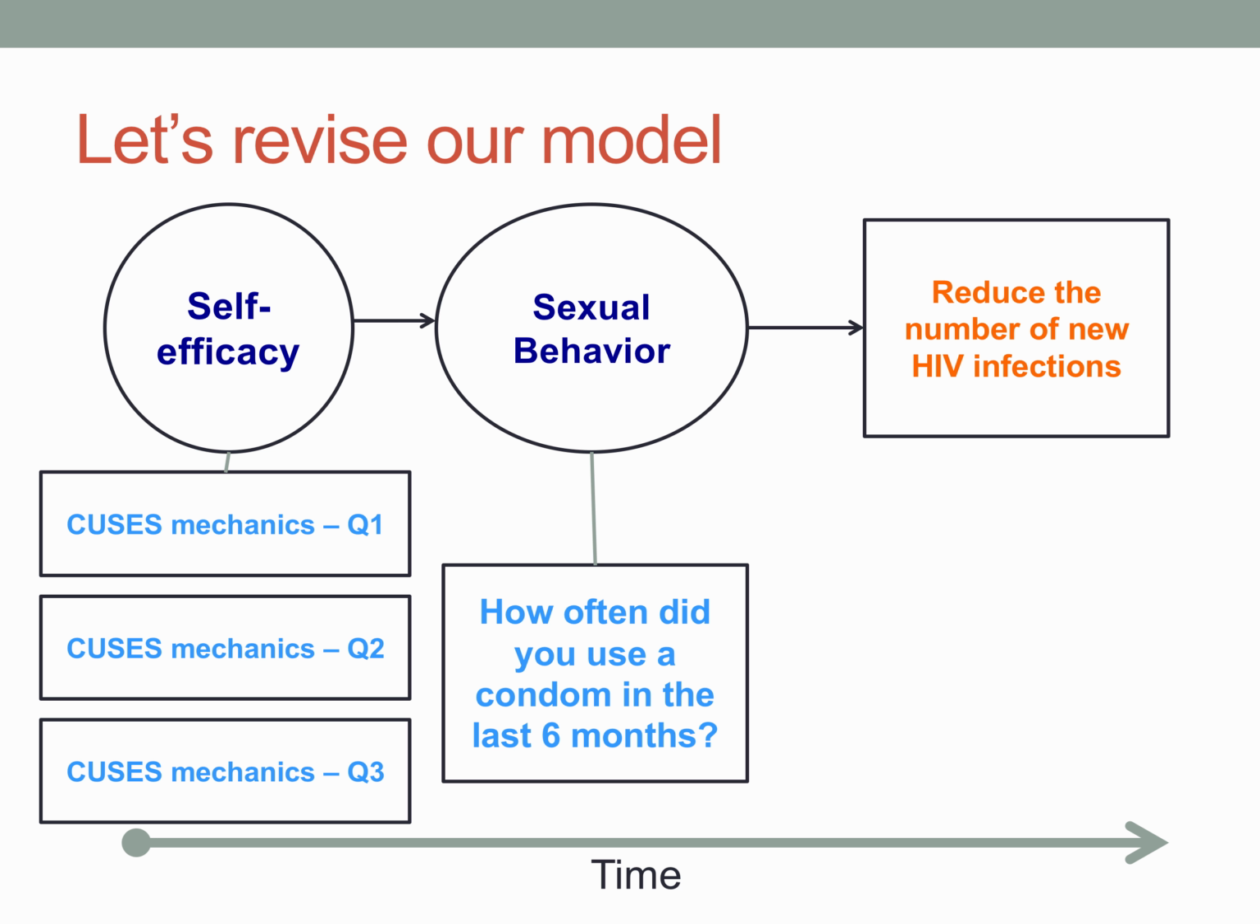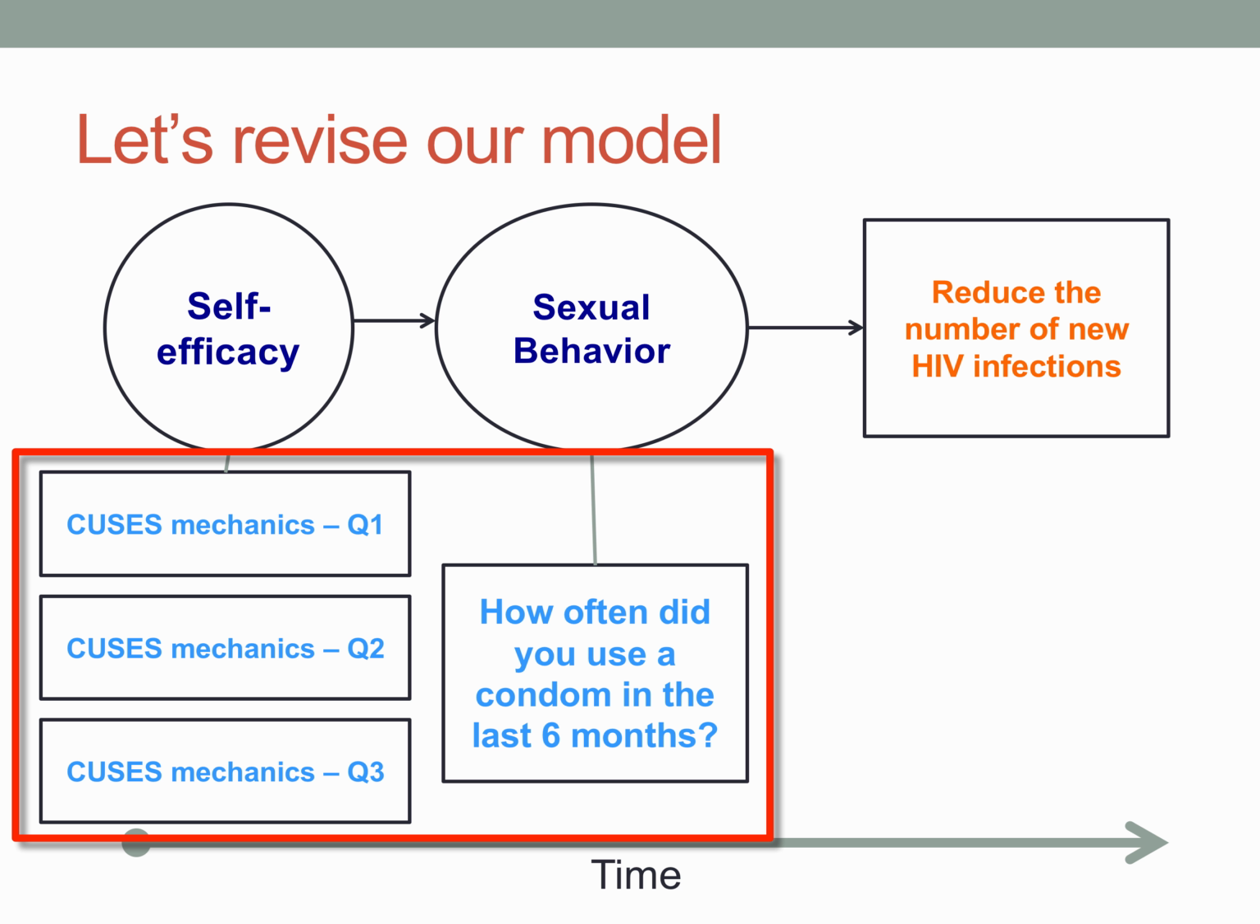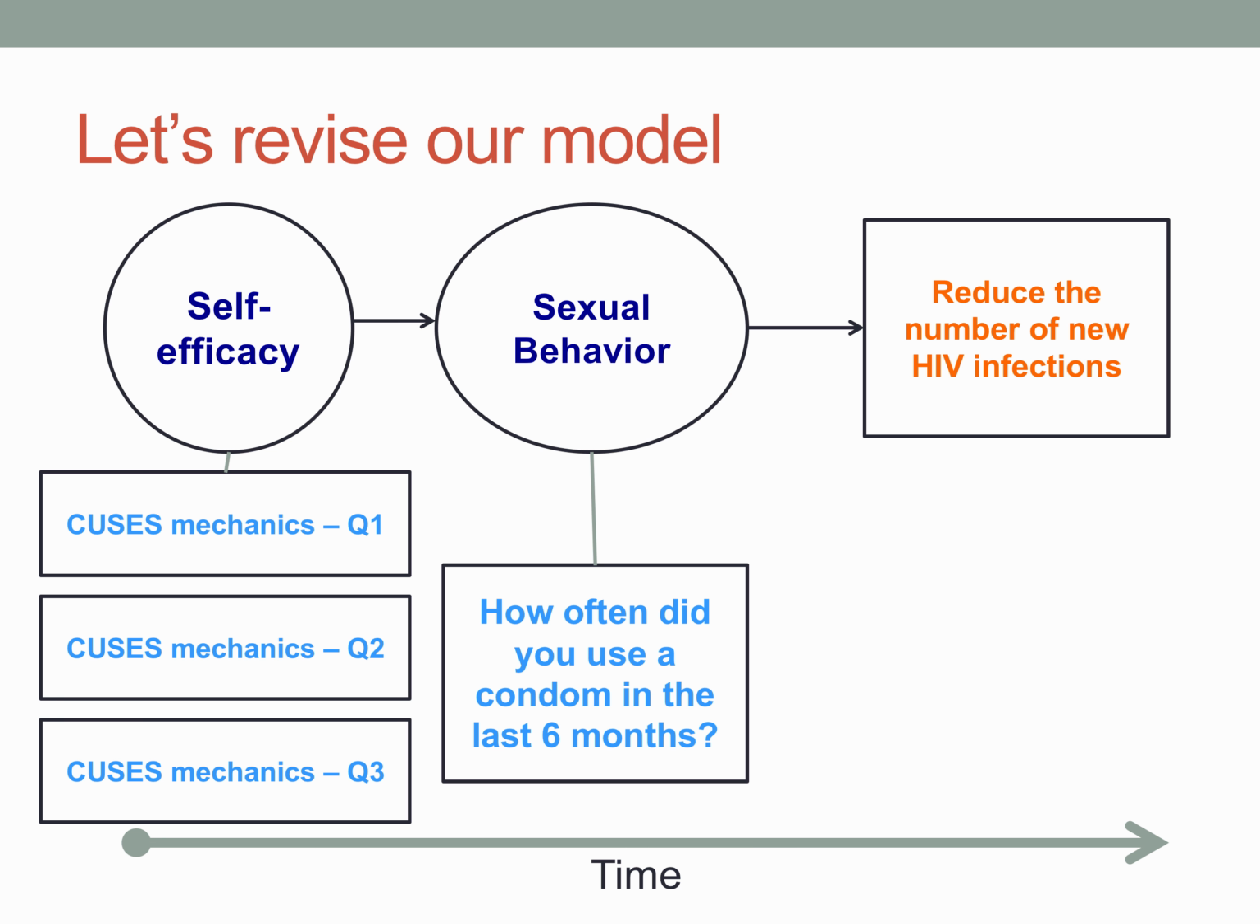Self-efficacy, the construct as a circle, can be directly measured and operationalized to ask three particular questions. The SUSES mechanics 1, 2, and 3. Three particular questions on whether or not somebody knows how to use a condom. We can measure sexual behavior by the variable, how often did you use a condom in the last 6 months? Notice these squares are the variables because these are the ones that directly measure the constructs.